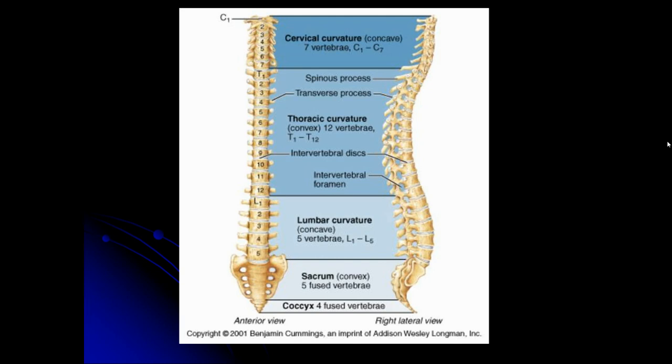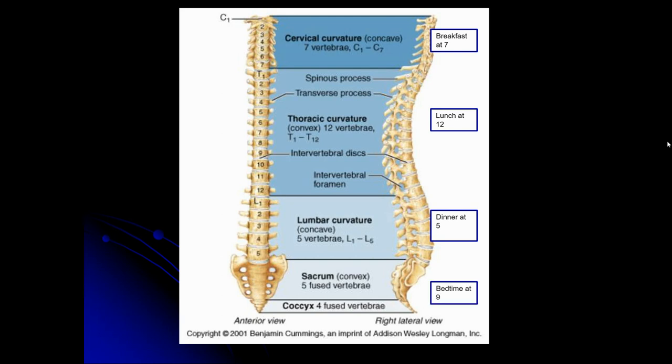There are 7 cervical vertebrae, and an easy way to remember this is breakfast at 7. There are 12 thoracic vertebrae, and an easy way to remember this is lunch at 12. There are 5 lumbar vertebrae, and an easy way to remember this is dinner at 5. And then if you add the sacrum and coccyx together, those fused bones, you wind up with a total of 9. And most people go to bed around 9. So breakfast at 7, lunch at 12, dinner at 5, bedtime at 9.